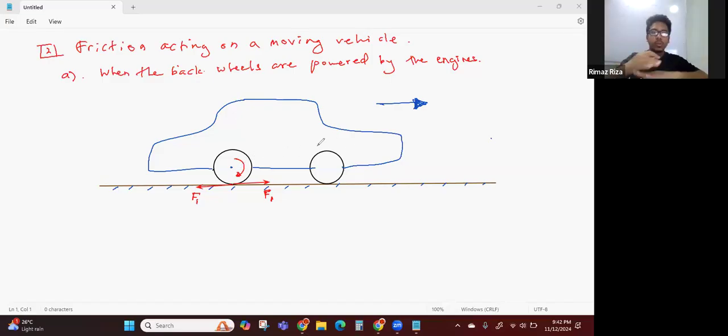So when it starts to move forward, now imagine the car's power gives energy that rotates only the back wheels, not the front wheels, right? So once they start rotating, this friction force will be there. It will be an unbalanced force in the horizontal direction. So what happens? Because of that, the car will move forward.